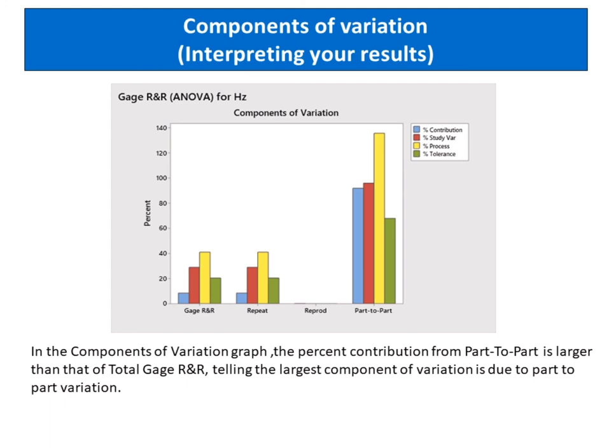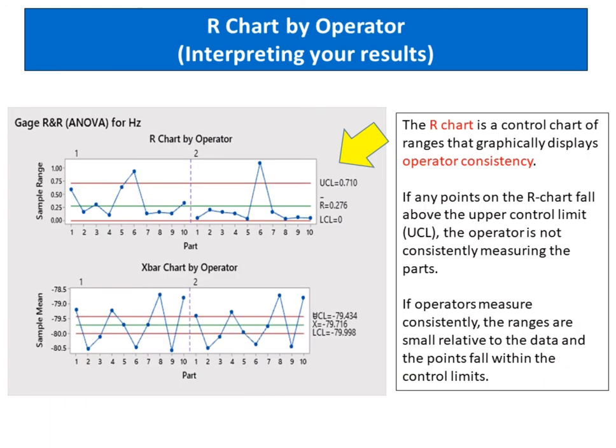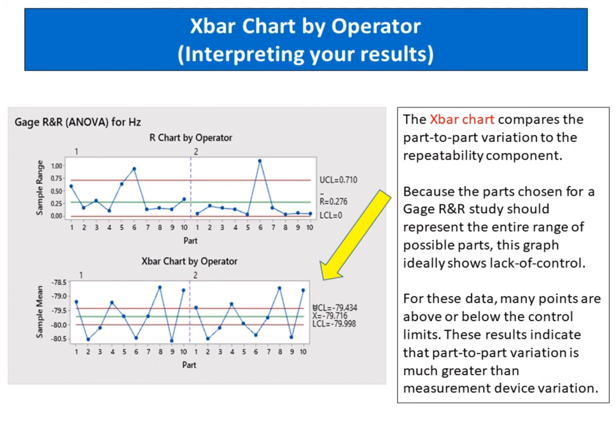The R chart is a control chart of ranges that graphically displays operator consistency. If any points on the R chart fall above the upper control limit, UCL, the operator is not consistently measuring the parts. If operators measure consistently, the ranges are small relative to the data and the points fall within the control limits. The X-bar chart compares the part-to-part variation to the repeatability component.